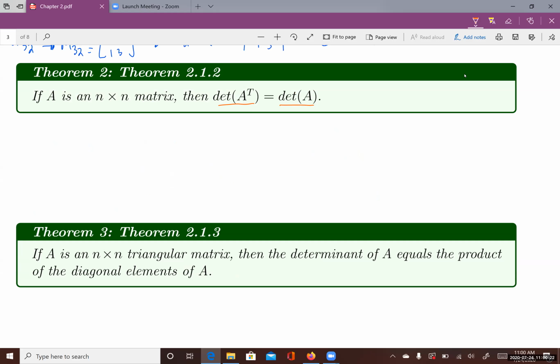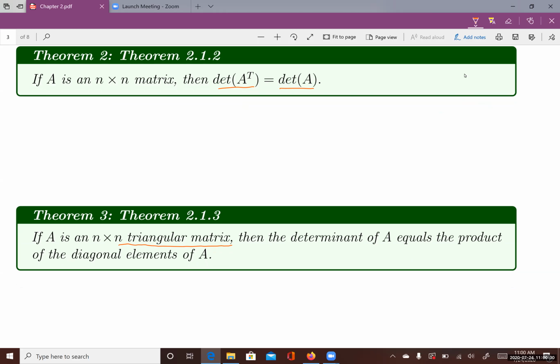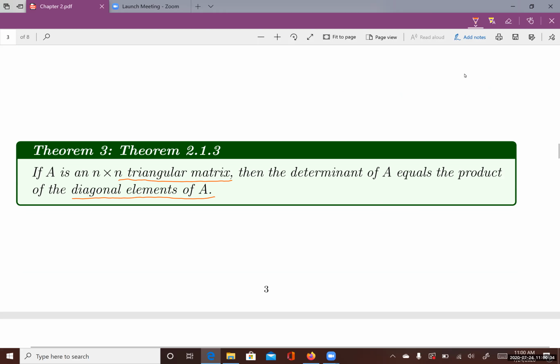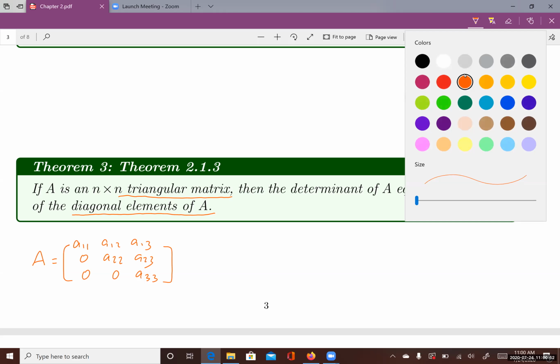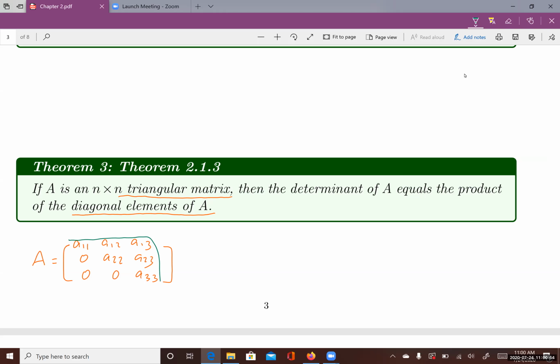And there's another theorem saying that the determinant of a triangular matrix equals the product of the diagonal elements of A. Maybe it's not very clear, but if we have a triangular matrix, let's say A11, A12, A13, you have 0, A22, A23, you have 0, 0, and A33. So this is an upper triangular matrix, and you can verify the result for the lower triangular matrix.